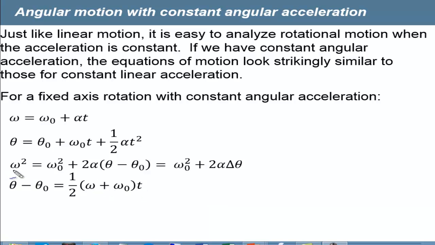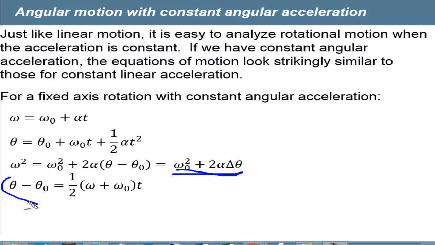We also have omega squared is equal to, this is just two ways of writing the same thing, omega squared is omega naught squared plus 2 alpha delta theta. This is completely analogous to v squared is equal to v naught squared plus 2a delta x.